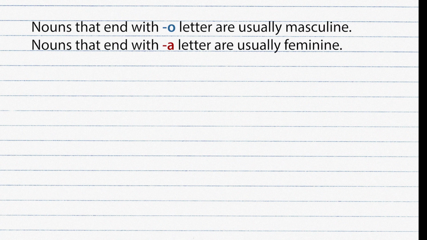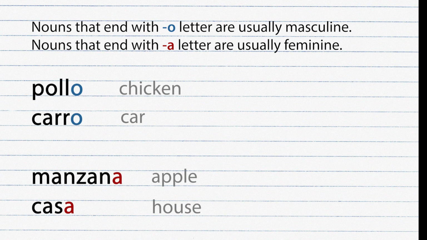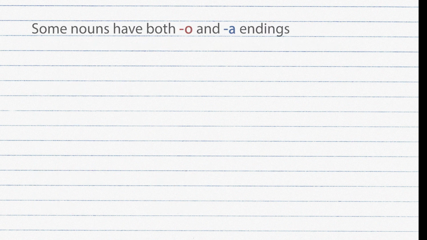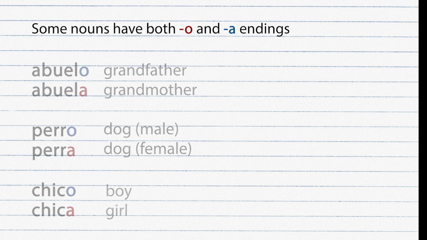Gender. In Spanish, every noun is either masculine or feminine. Nouns that end with the letter O are usually masculine, and nouns that end with the letter A are usually feminine. For example, pollo, carro, manzana, casa. Some nouns have both O and A endings. For example, abuelo, abuela, perro, perra, chico, chica.